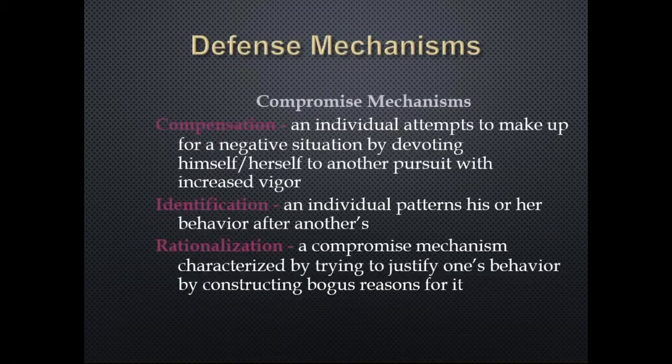Then we have the compromise mechanism, which consists of compensation, identification, and rationalization. When we talk about identification, we're talking about an individual pattern, where an individual's behavior patterns itself after another. So in this case, influence comes into play. Maybe some people just influence people, and you see that person's behavior copied in that way. This is not conflict anyway, just an example.